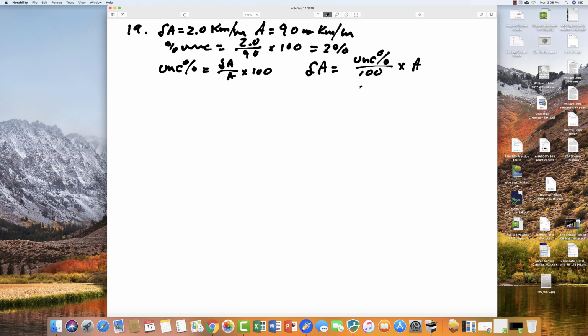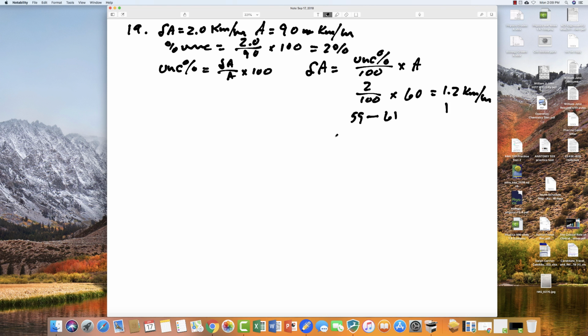So delta A in this case is going to be 2% divided by 100 times 60, which in this case will give you an answer of 1.2 kilometers per hour. And actually, one significant figure, this changes to 1 kilometer per hour. And so the range will be 59 to 61 kilometers per hour.